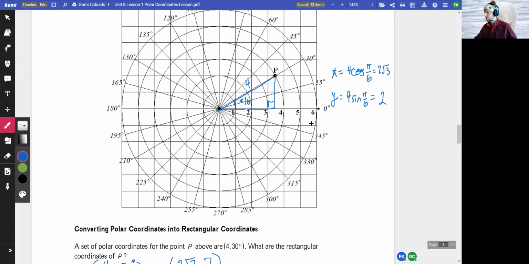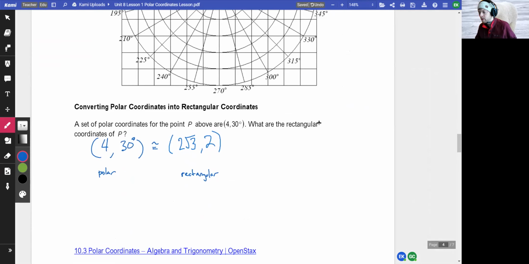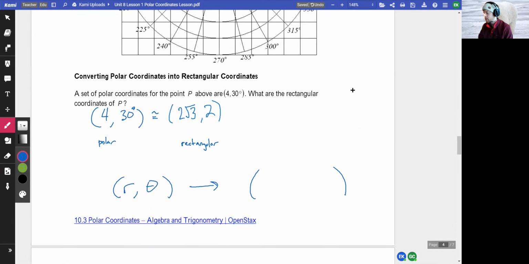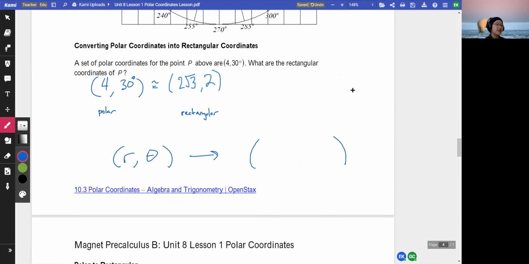So what did we do at the end of the day? We drew a triangle and then we did some trig. But we only used these 2 numbers the entire time, right? So if I give you r comma theta, what would the rectangular coordinate be? For our x coordinate, it would be r times cosine of theta, and for our y coordinate, we would have r times sine of theta. That's a pretty easy conversion.